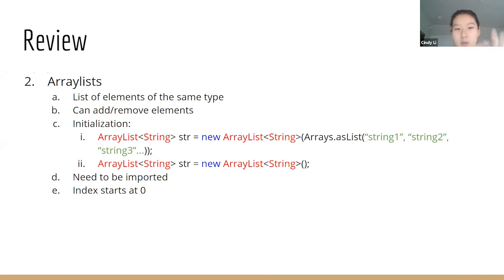The second way to initialize it, you just declare the name, like str, and UTSA is an array list of strings, and then later on you can use the string.add function to give it more values. Again, array lists need to be imported, and the index also starts at 0. Any questions on arrays and array lists? No? Okay. If you do have any questions, put them in the chat or ask right now, because we are going to be getting into some exercises.